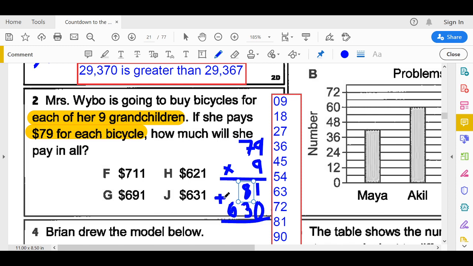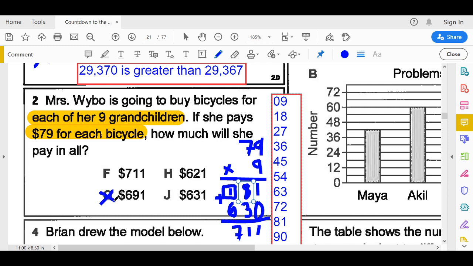So I'm going to put my addition symbol here. 1 plus 0 is 1. 8 plus 3, that is 11. That's correct. So 1, and I carry 1. Make sure I can see on your paper that you carry the number 1. So put it inside a box. And 1 plus 6 is 7. So my answer should be 711. So letter F should be the correct one.